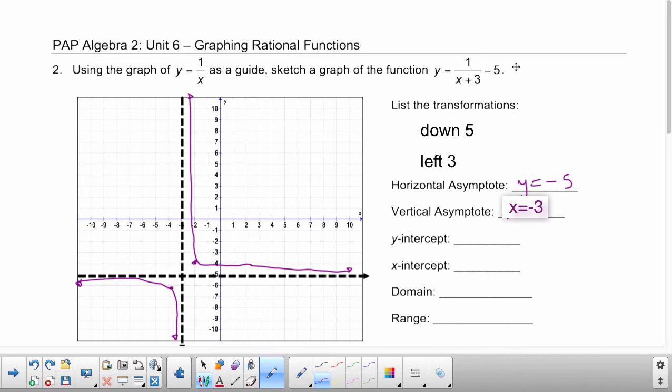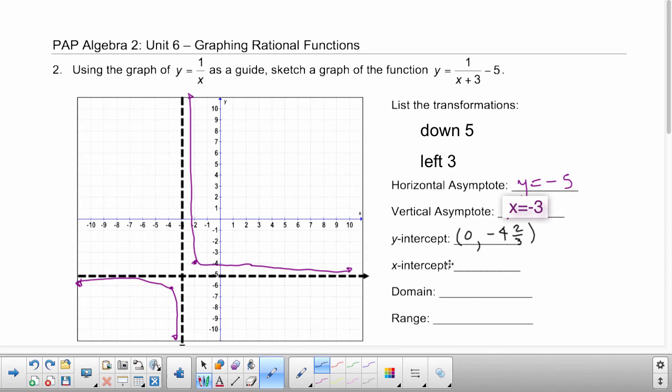You will find that your y-intercept then, which remember we write in point notation, so it's going to be at x equals 0, and y equals -4 2/3.